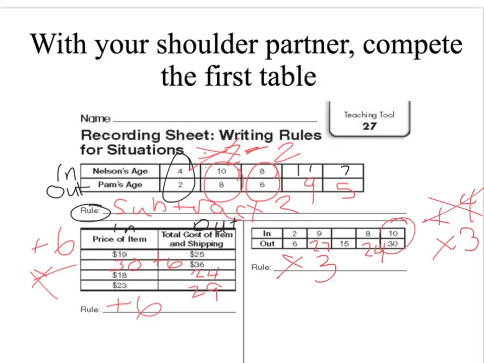Now, since I know the out is 15, that means I need to work backwards. Using backwards, we're going to use inverse operations. So that means I need to divide by 3 to figure out what the in is, which would be 5. And I can check my answer by asking, does 5 times 3 equal 15? It does, so we know that we are correct.